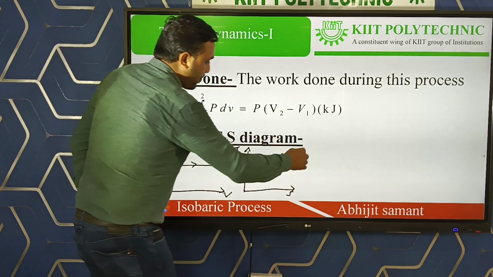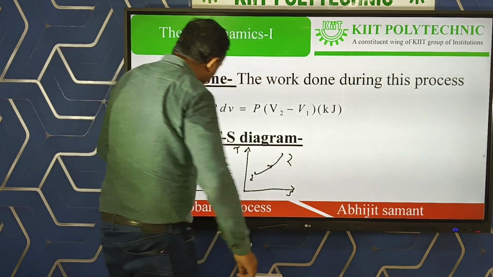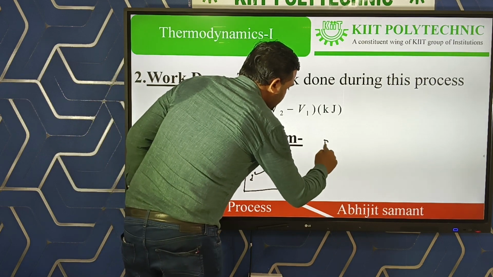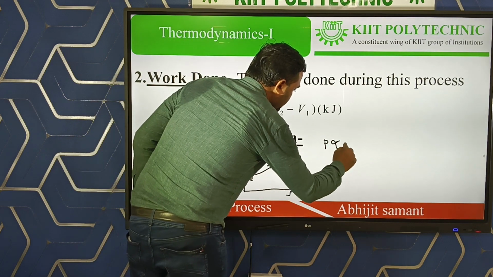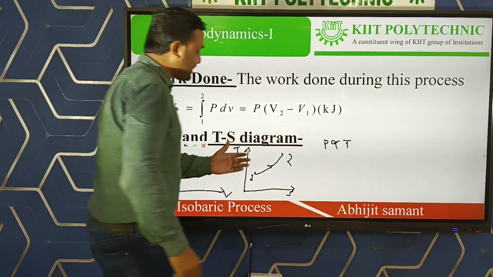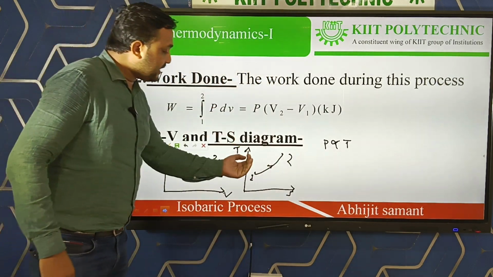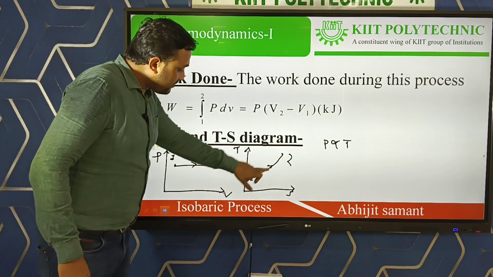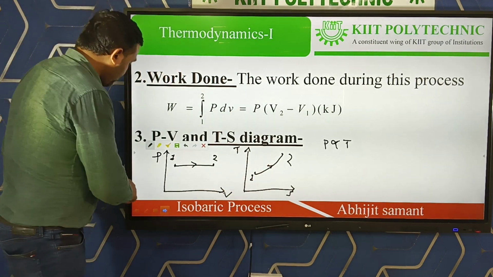Now we know that for an isobaric process, volume is directly proportional to temperature. As volume increases, temperature increases, and temperature and entropy also have the same relationship. That's why the graph is like this. Okay.